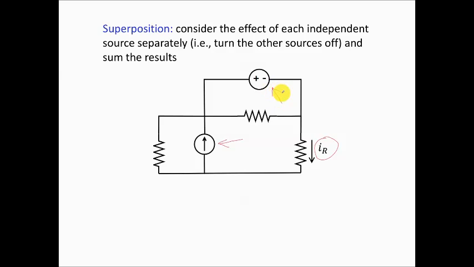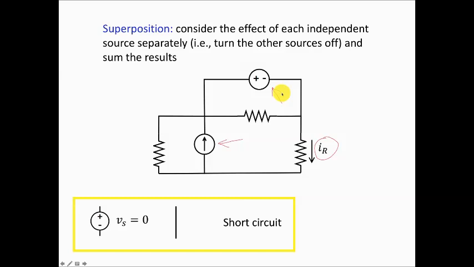So let's say I want to analyze this circuit using superposition. So what do I do? I consider each source separately. And what that means is you have to turn off the other sources. Now, how do I turn off a source? Well, I set it equal to 0.